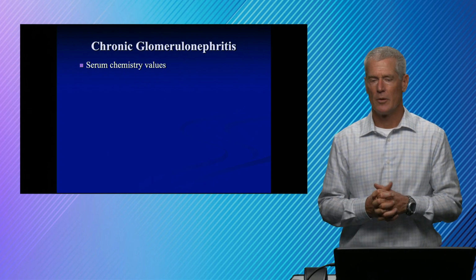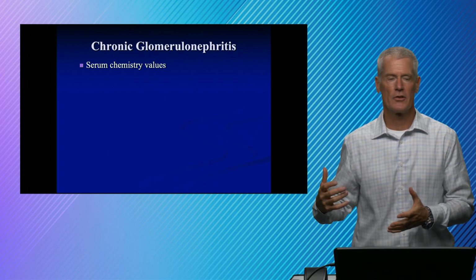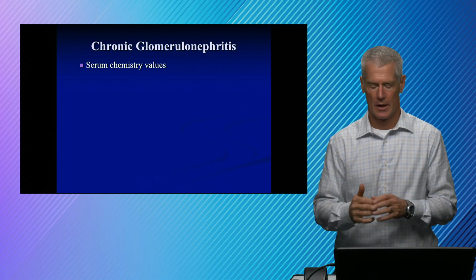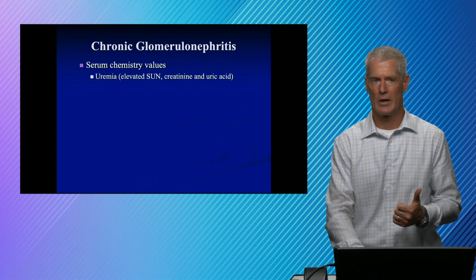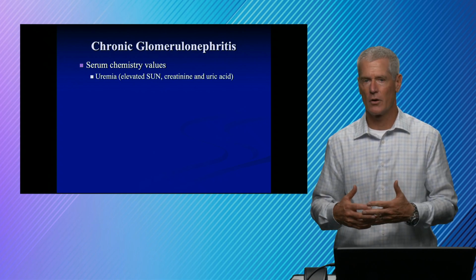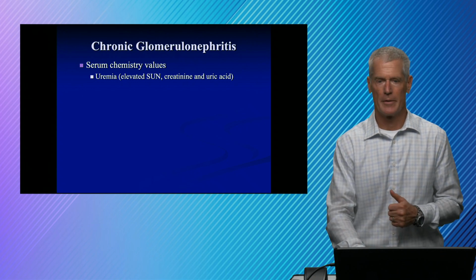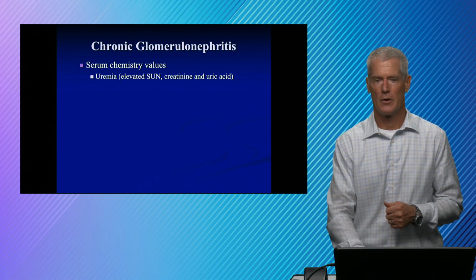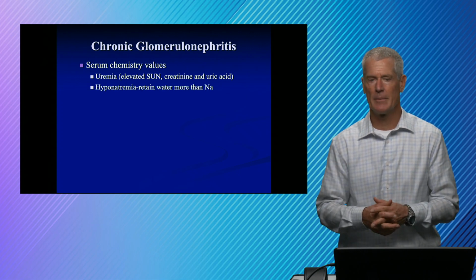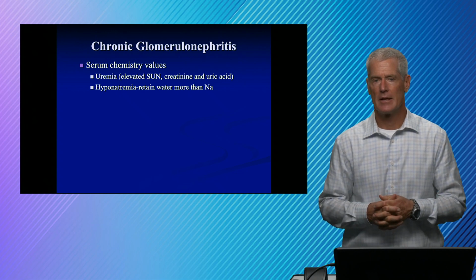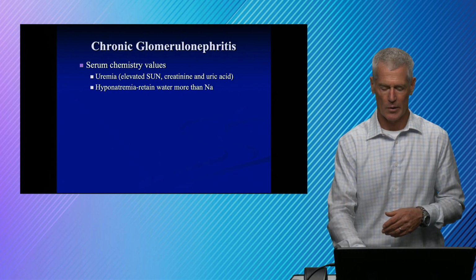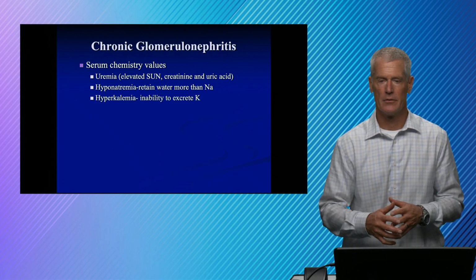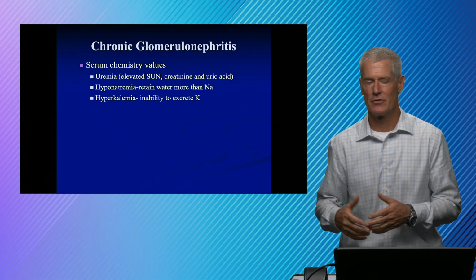Switching to chronic glomerulonephritis, and so this is 10, 20 years down the road, disease that has been present for a long time. Serum chemistries, you're going to get uremia because you have decreased flow through the tubules, and you're going to reabsorb that. So your urea nitrogen, your creatinine, and your uric acid go up. You're going to be hyponatremic because the kidney is unable to maintain fluid balances, and you retain water more so than sodium. Hyperkalemia is typical in these patients.